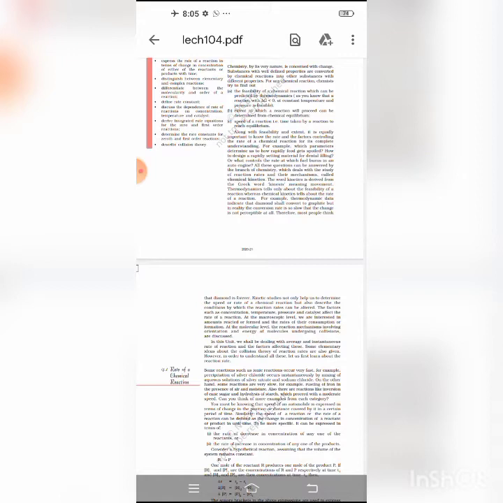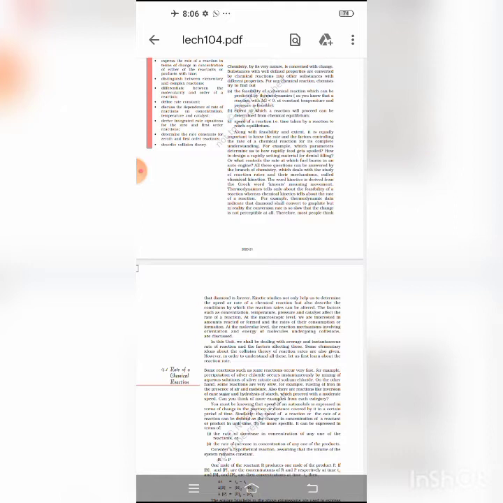Radiations: there are many reactions which either do not take place at all or are quite slow in the dark but take place at a considerable speed when exposed to sunlight or ultraviolet radiations. Such reactions are called photochemical reactions. For example, the photosynthesis of carbohydrates, photography.